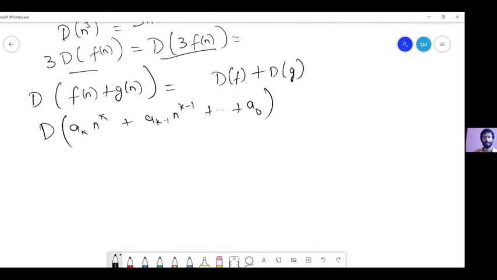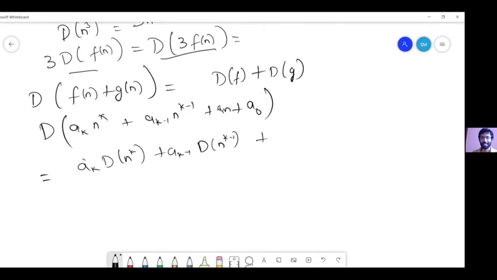Then what you told, right? If it translated into this notation, what would this be? Sir, only it is difference. A_k into D of n to the power k, correct, plus A_(k-1) into D of n to the power k minus 1, excellent. And so on. The last one is a constant, so it is A naught only.